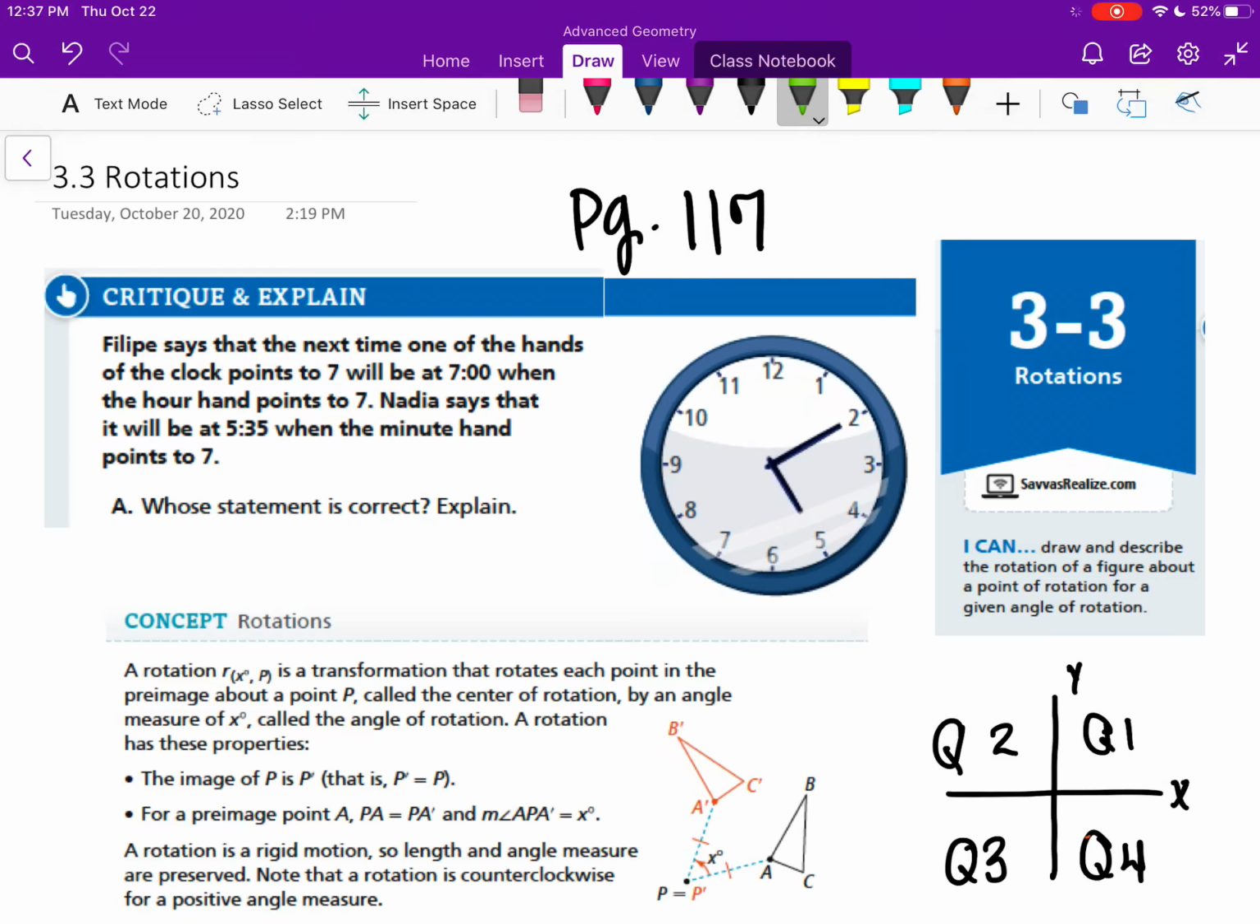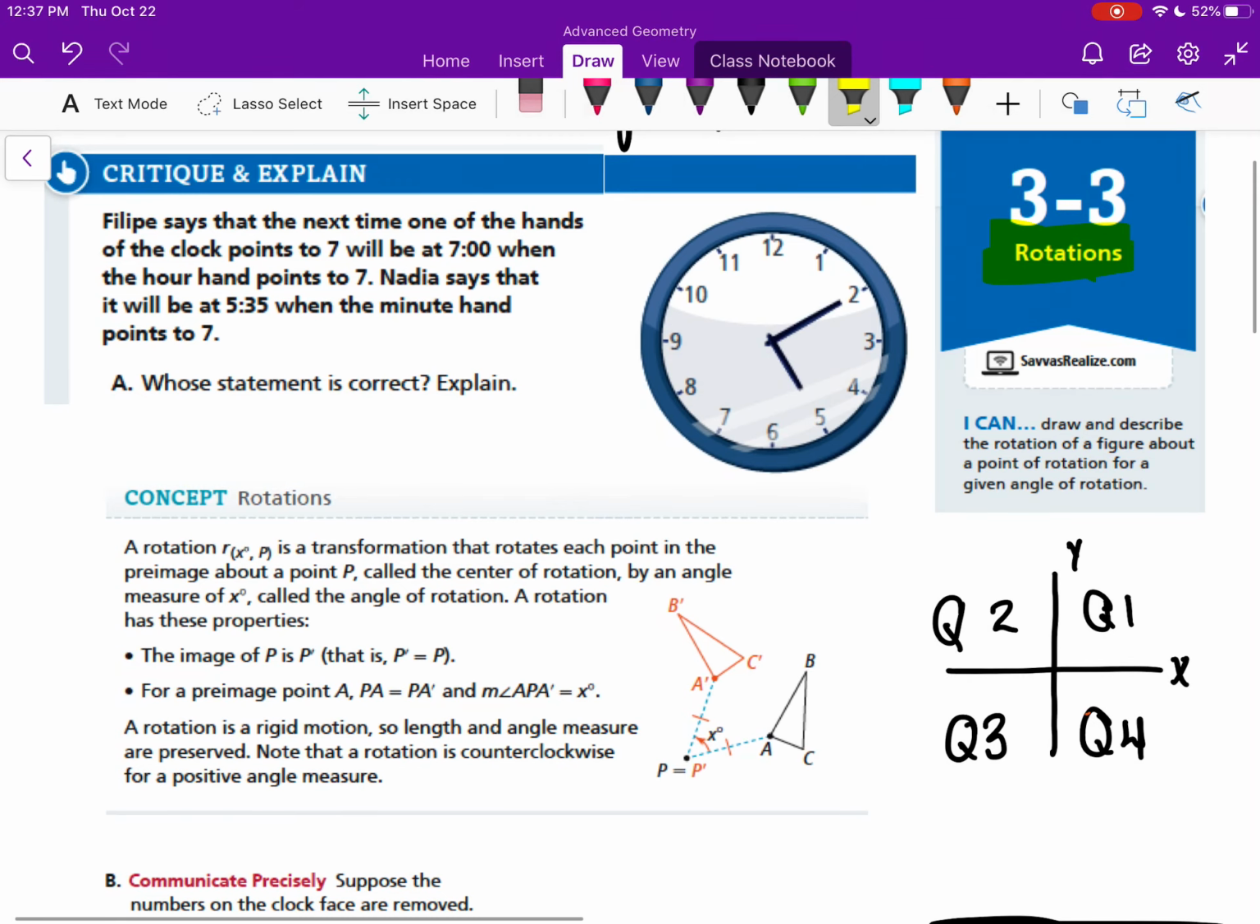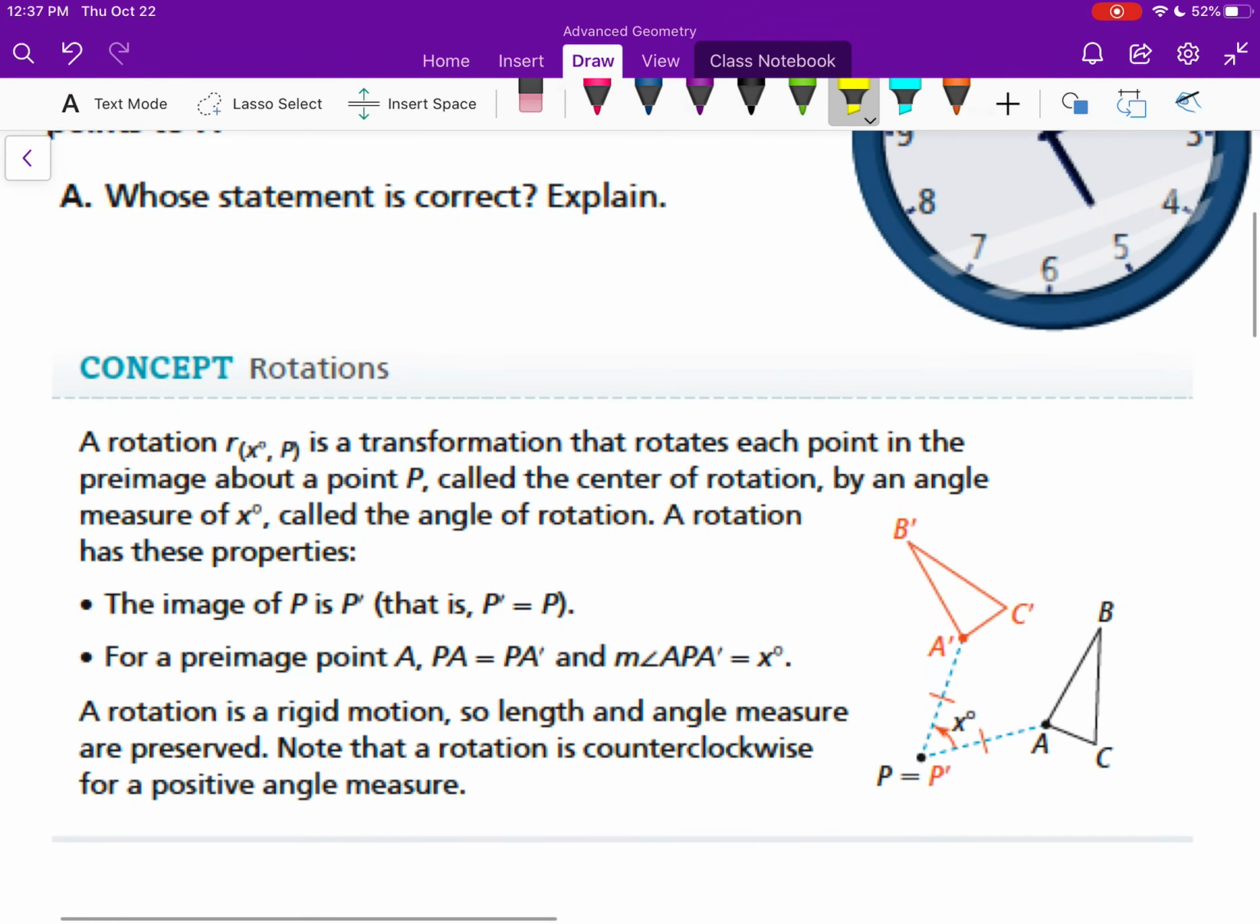The next section in our transformation unit is section 3.3, rotations. We're on page 117, and underneath part A in that open space, let's write down some big ideas about rotations. A rotation is a transformation that rotates each point in the pre-image.